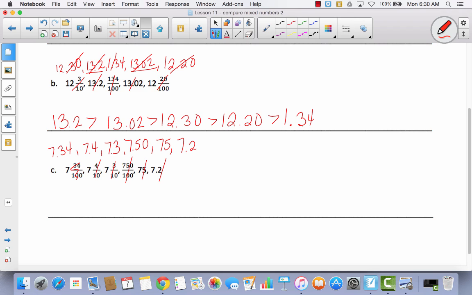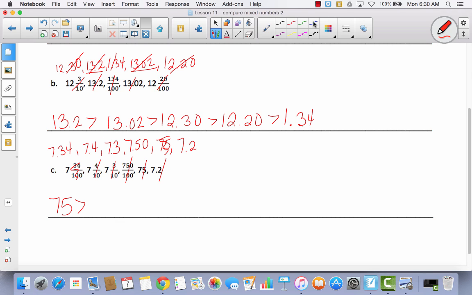Okay, so let's look at whole numbers. I have 7, 7, 7, 7, 75, and 7. So which one would be the greatest? Well, 75, of course. So let's go ahead and put 75 is greater than, and we're going to go ahead and mark that one out. So now I've got all 7s.